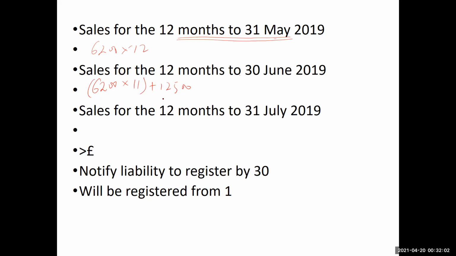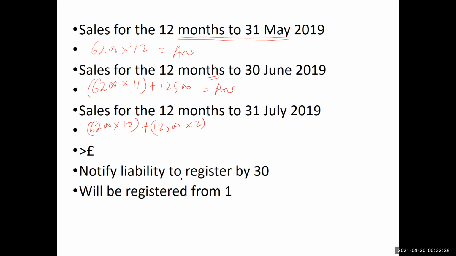And then let's consider the next threshold. If this one doesn't exceed the threshold, we consider the next one, the next 12 months up to 31st July. Okay, so again, you will get 6,200 times 10, and then plus 12,500 times 2.